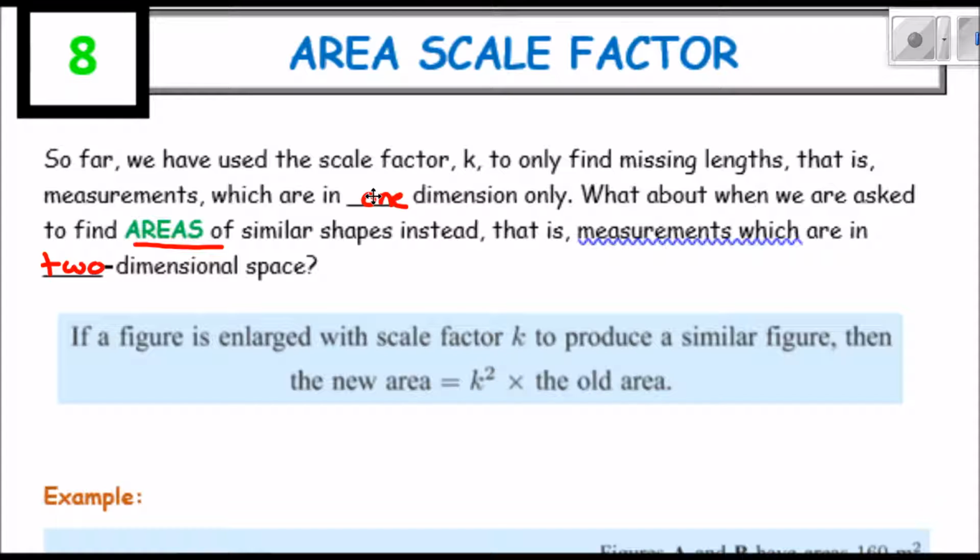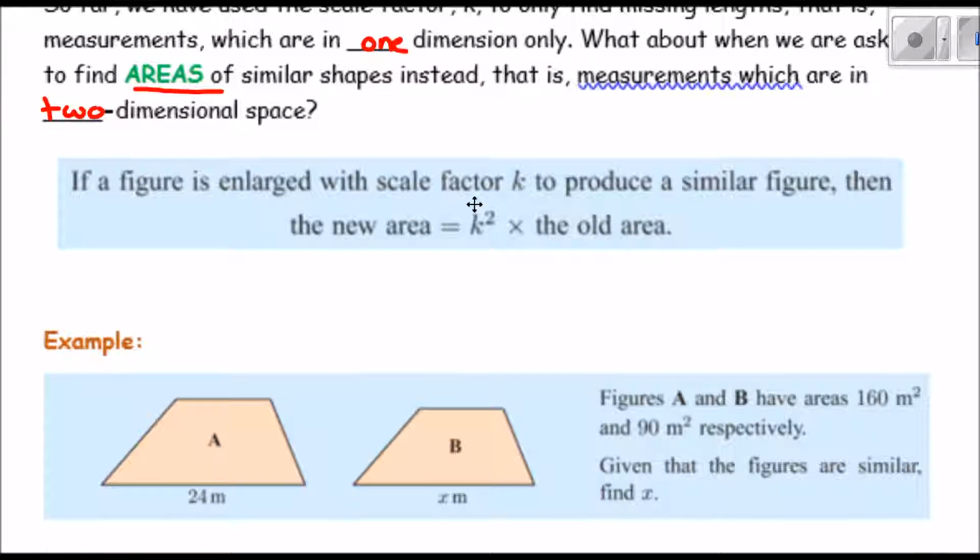Okay, so this is worth actually reading over. It says, if a figure is enlarged with a scale factor k to produce a similar figure, then the new area, this is an important little formula, the new area is equal to k squared multiplied by the old area. So remember, I'll colour code it in a different way. Like when we were doing transformations, I tend to do the new image in purple, and the object, the original image, in red. So I'll be using these colour codings if the board will cooperate with me.